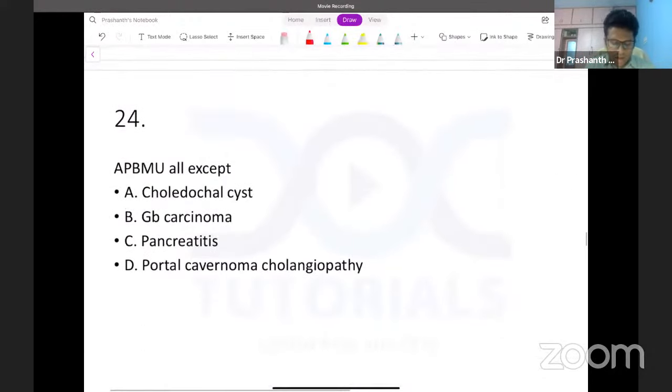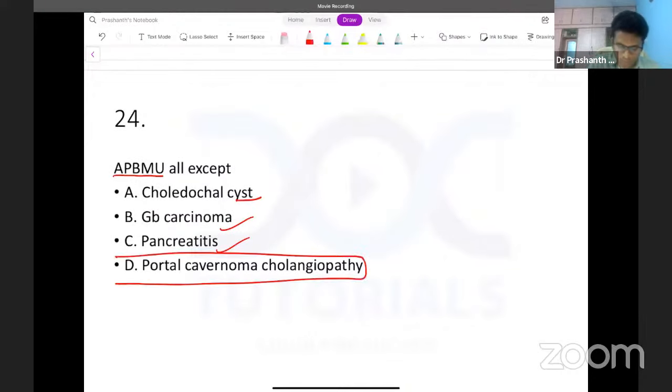Next is: anomalous pancreaticobiliary malunion is associated with all except. It is associated with choledochal cyst, carcinoma, pancreatitis, but not with portal cavernoma, cholangiopathy. So that becomes the answer for this question.